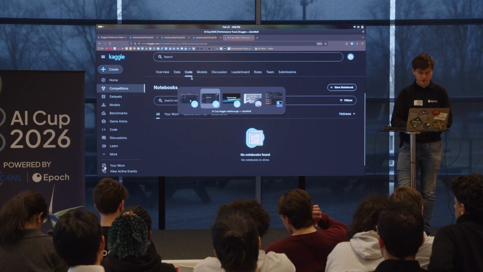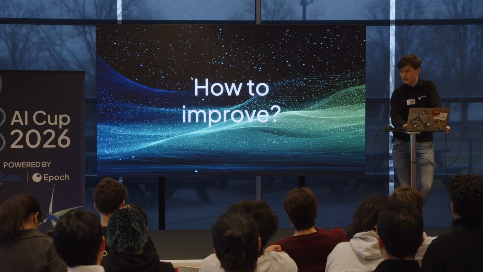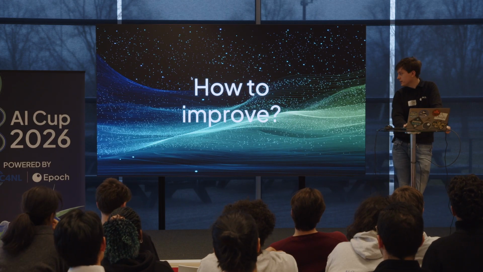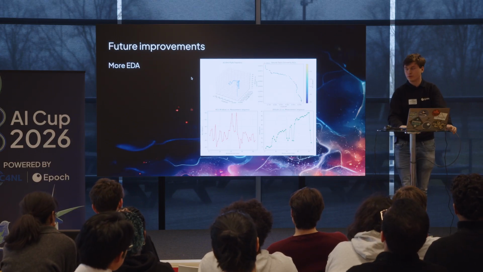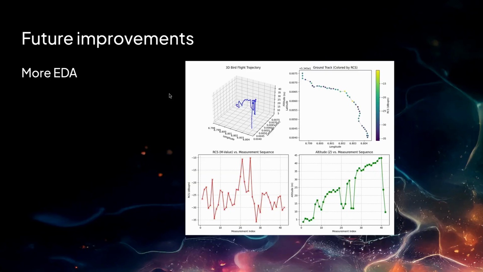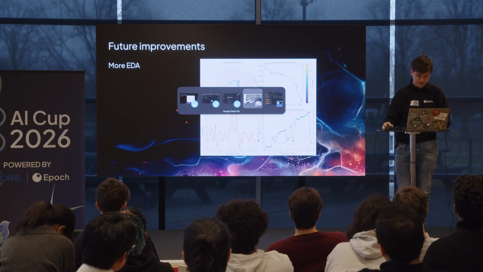Speaking of improvement, that's going to be our final section. How can we improve this score of 0.39? Well, the first and most important thing is doing more EDA, more exploratory data analysis. For example, here we've done some additional plots. Since the Rs are points in 3D, you can also just create a plot in 3D. You can do the ground track colors versus the radar cross-section. You can do some radar cross-section compared to time. And the altitude compared to the time. Additionally, we have done one fancy thing more.